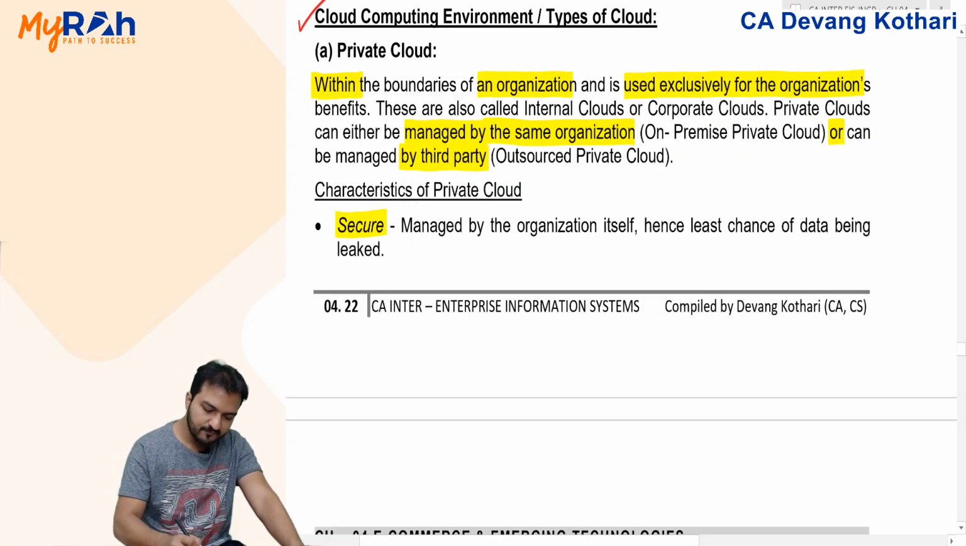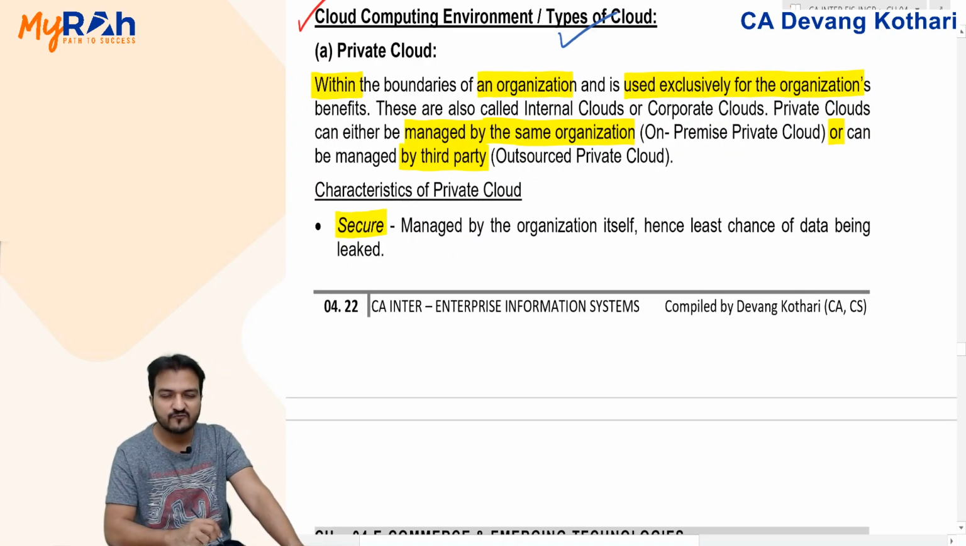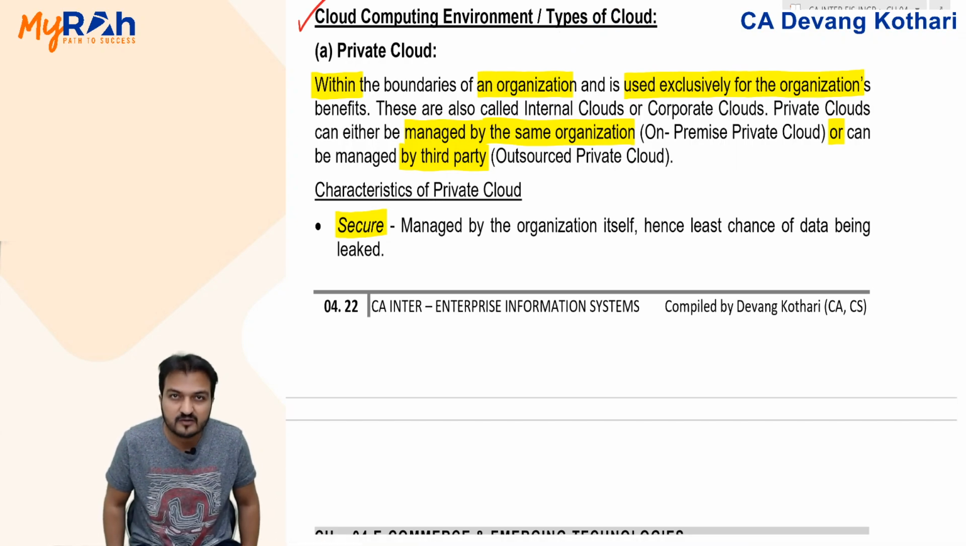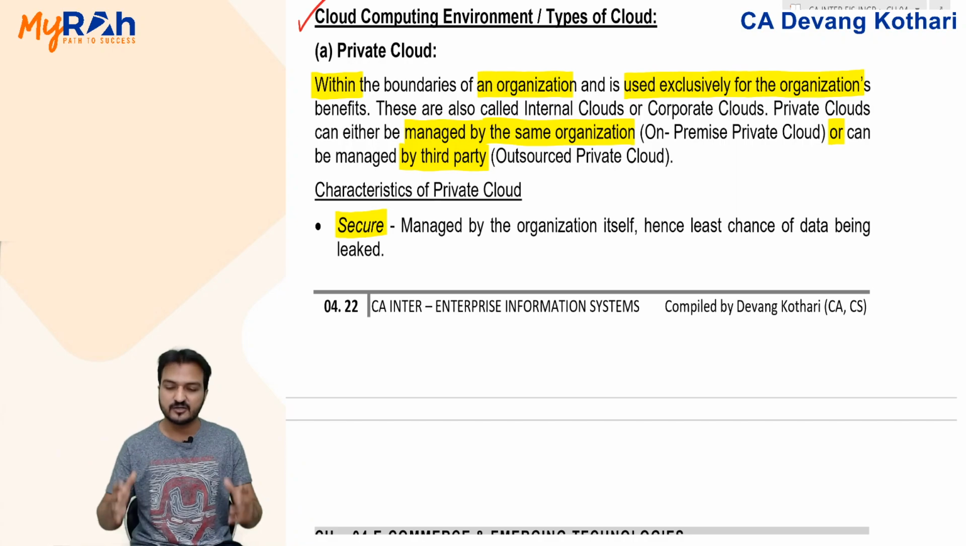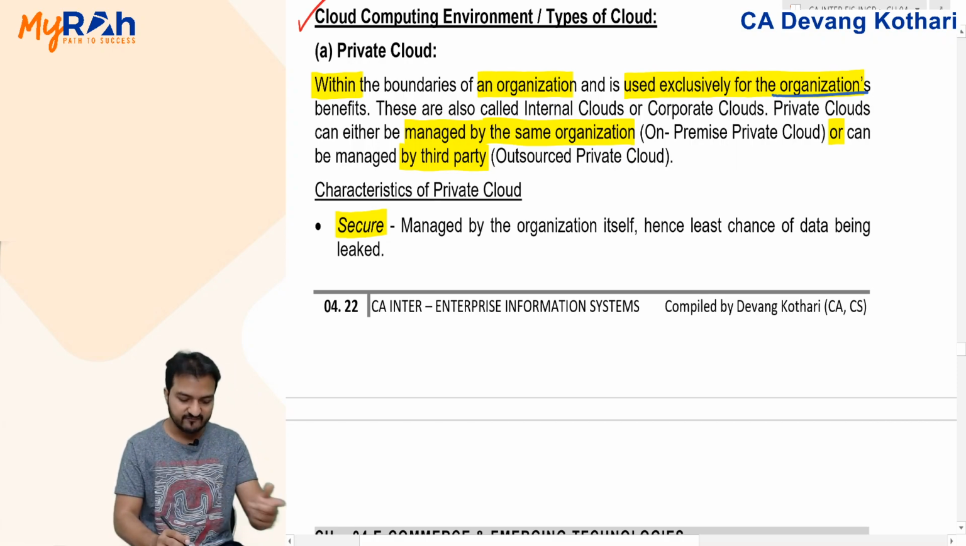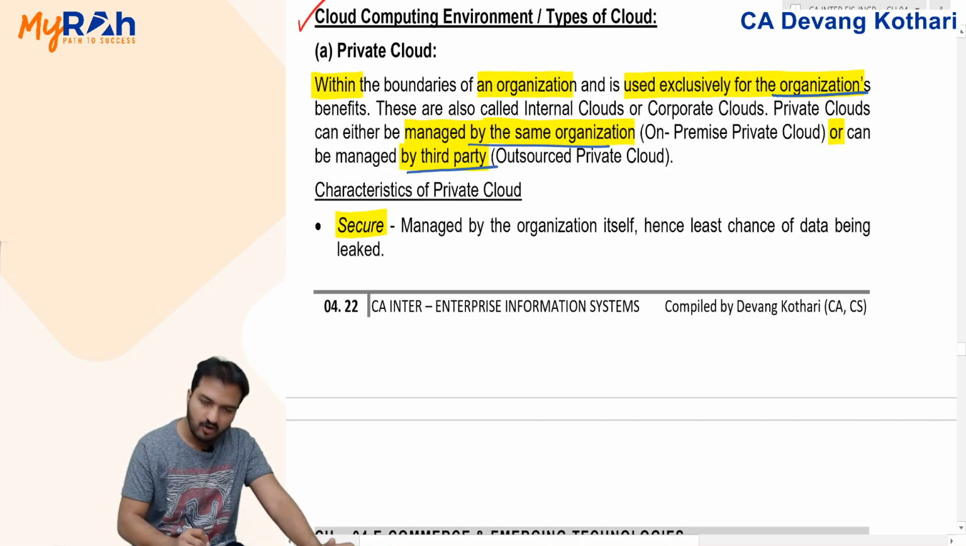Further, cloud computing environment, types of cloud. Types of cloud, four different types I had given you. We'll have a fast revision for that. Private cloud is like a private data center. Private cloud is used only by a company, used exclusively by the organization, not by someone else. Managed by the same company or by a third party.